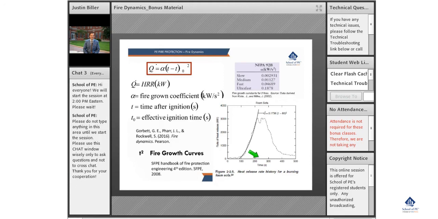So, another form of this equation uses alpha times T minus the time to ignition and the effective ignition time. So again, these are coefficients. You can also find this in NFPA 92. 92B is no longer in existence, but NFPA 92, as referenced on your exam spec, you can go there for these same constants as well.